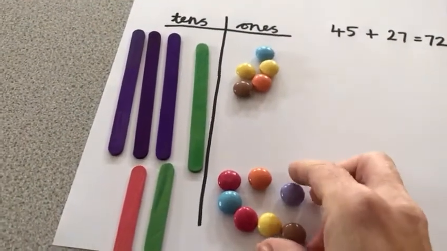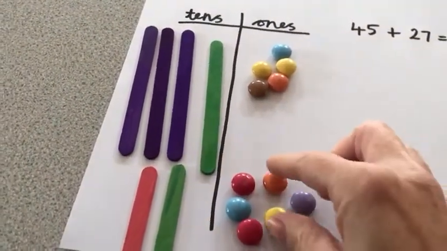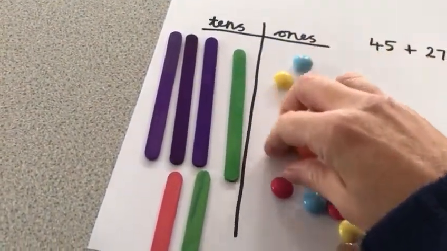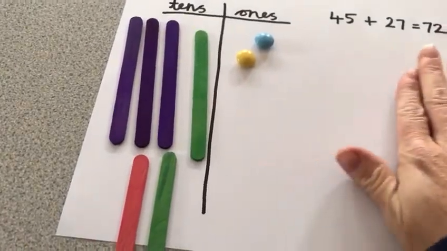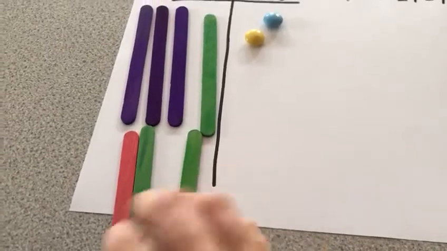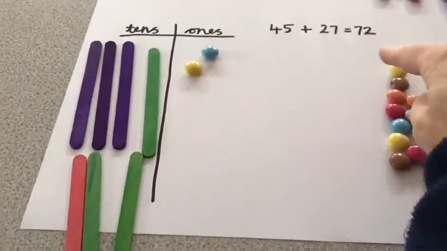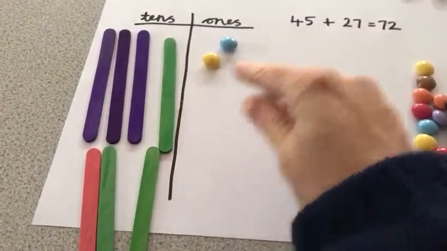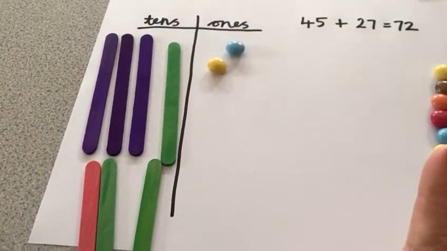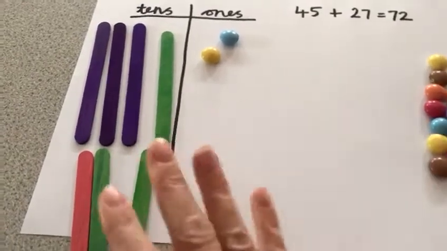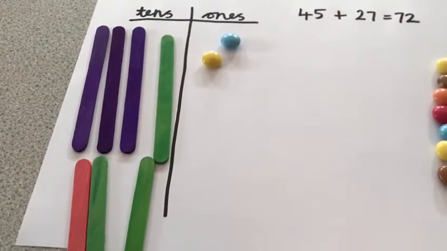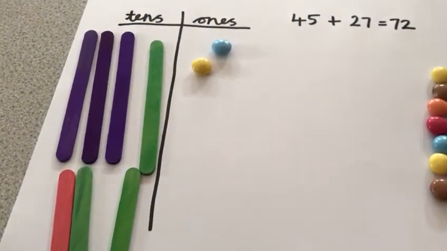But we can also show them that we could exchange 7, 8, 9, 10. We could exchange 10 of our ones for another 10 and pop it over here. So the answer is still 72. We've now got 7 tens and 2 ones. Okay, and really that is very, very important that the children understand that process, and you really need to use concrete objects to do that so they can physically change them and move them around and exchange.